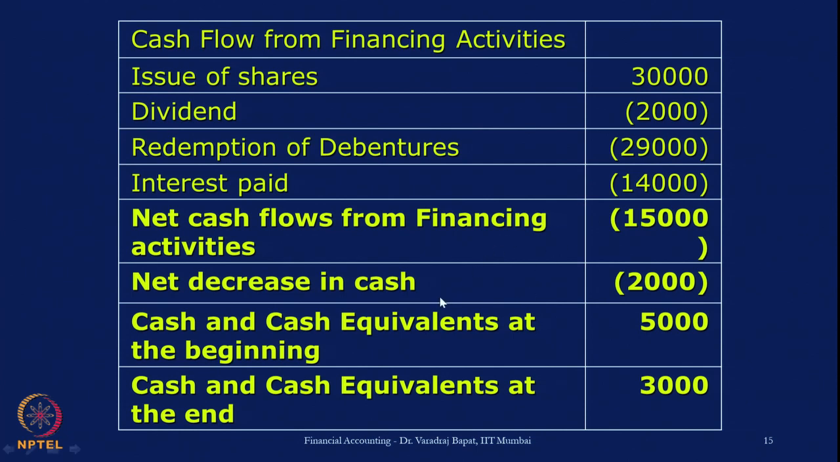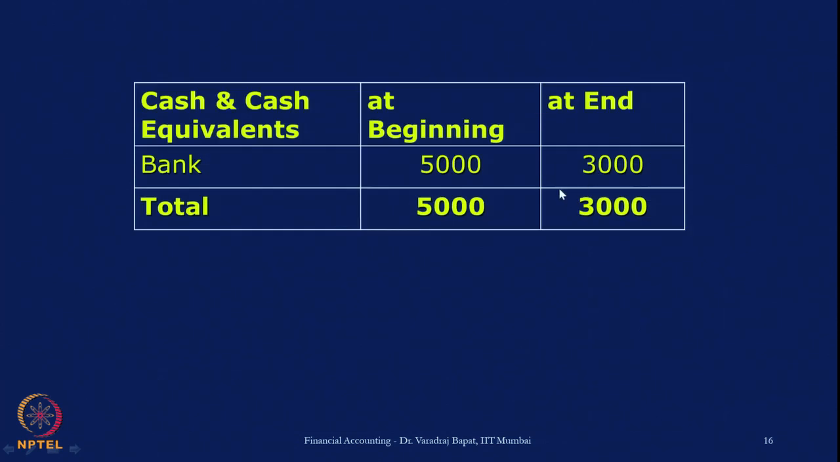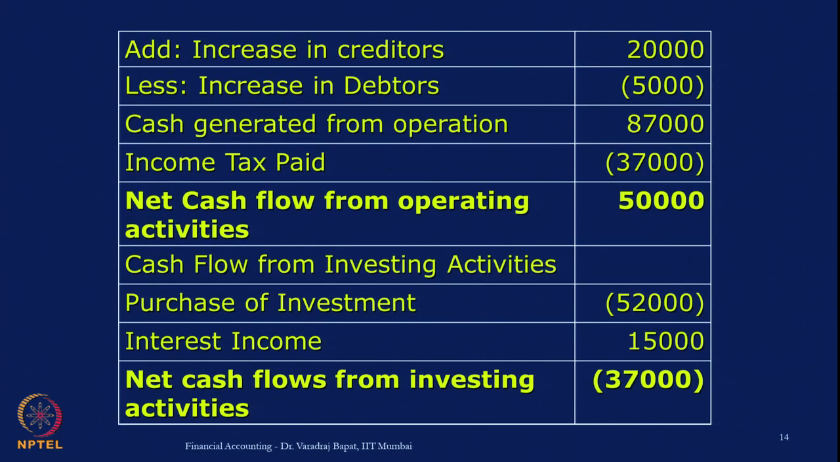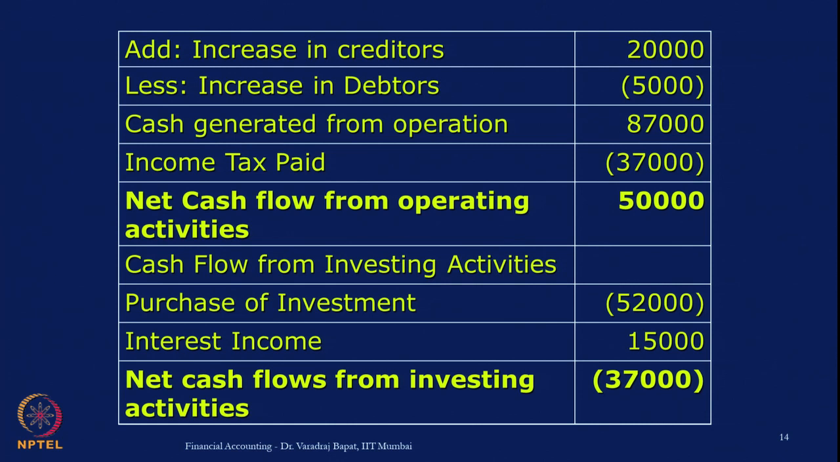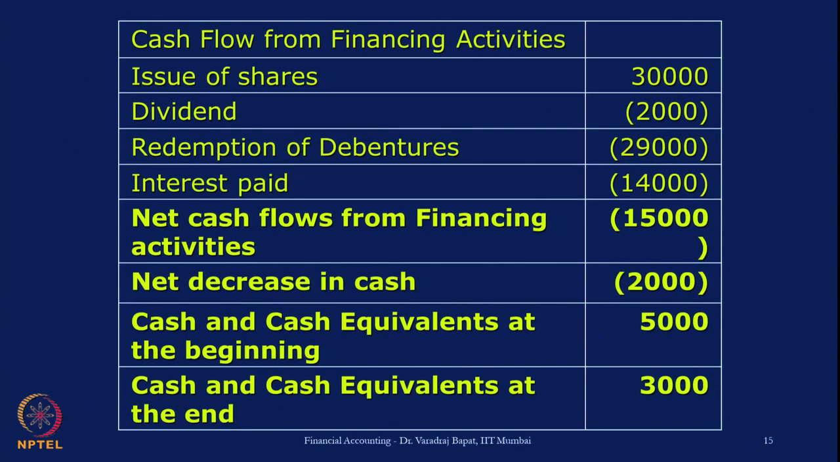The next is financing activity. It's very simple again, four items. Issue of share is a receipt, dividend, redemption and interest is a payment. So financing activity is negative 15,000. Now the total of all the three items. So we had taken 50,000 as operating activities and minus 37 as a flow from investing and minus 15 as a flow from financing. If you add these three, there is a net reduction of 2000. So net decrease in cash.